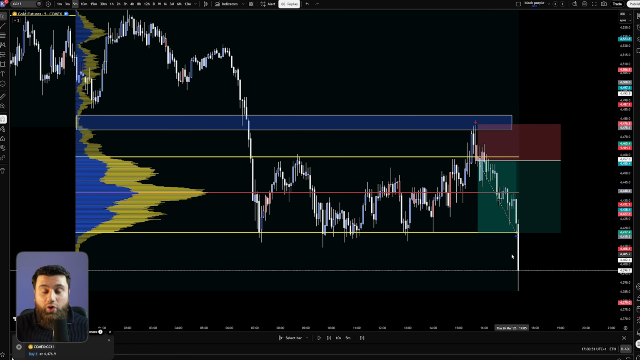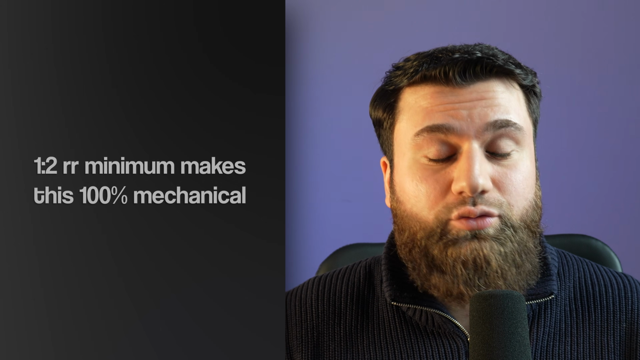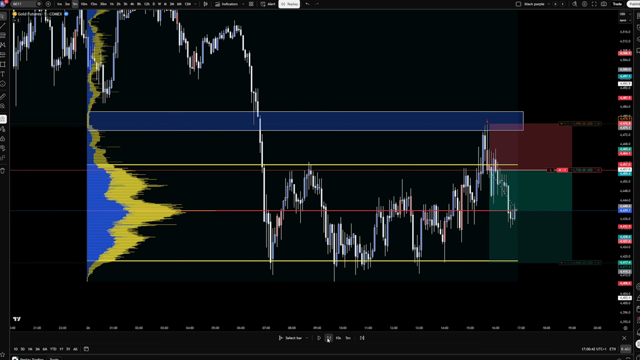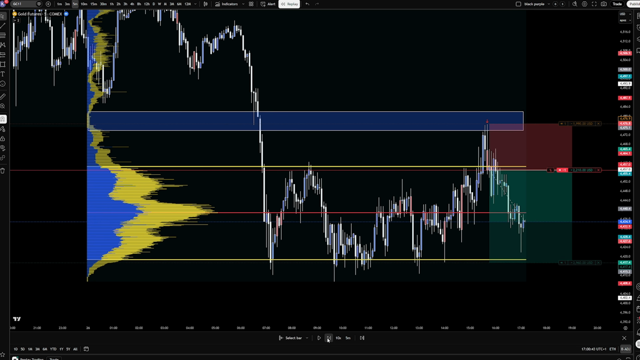That's even more than 2R, but you will always aim for a minimum of 1 to 2R. That's to make the strategy mechanical. As you guys have seen, the strategy is 100% mechanical, guys. There was zero discretion. I told you guys everything in advance about the rules, and we followed the rules and we got the trade. And that's the beauty of our strategy. We have a 100% mechanical strategy, and that's why you guys can also replicate these kind of trades.